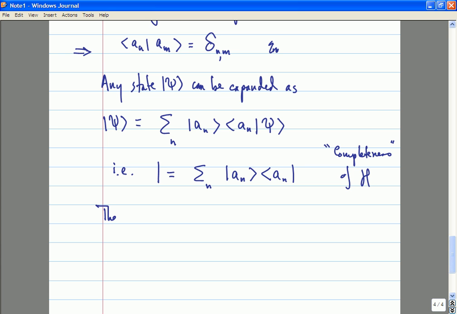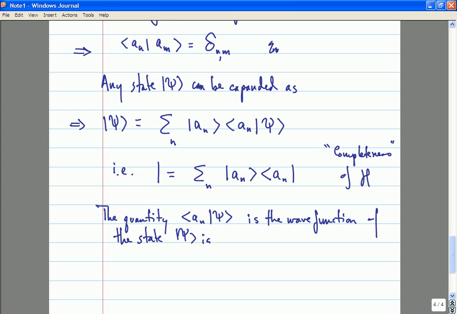Indeed, the quantity appearing in this relationship up here, the inner product of A_n and psi, has a name. It is the wave function of the state psi in the A basis. Have you guys seen this before? This statement? Okay, you have seen this. If you haven't seen this, it's a set of words that bear thinking on.